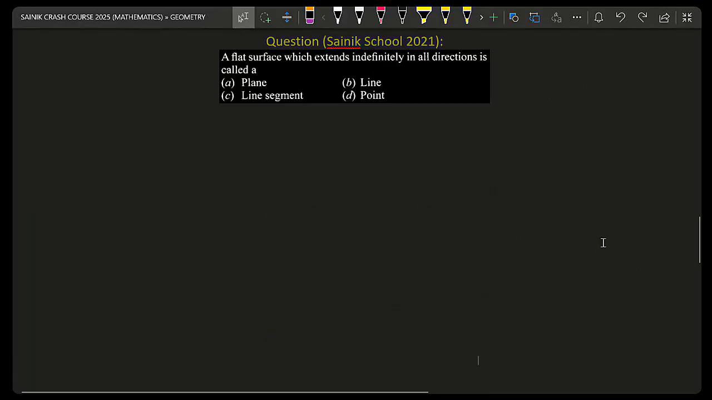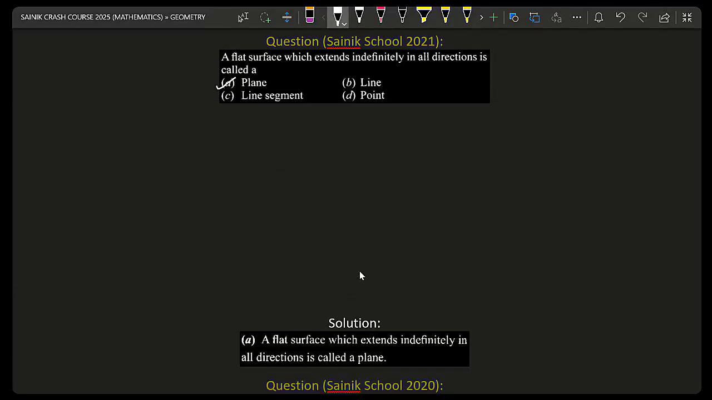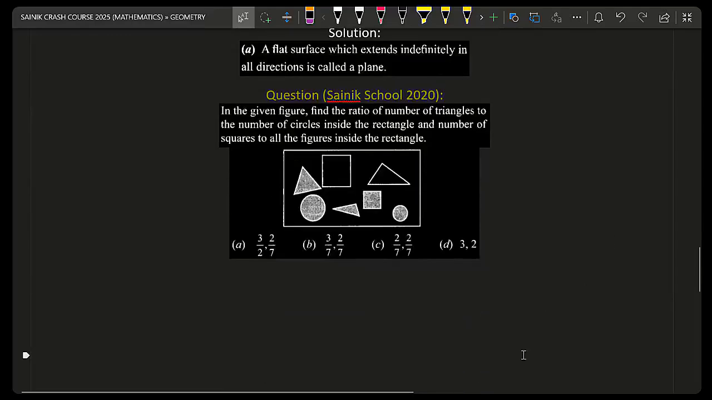Vishnuka, read the question again. A flat surface which extends indefinitely in all directions is called dash. What? Sir, option A, plane. Very good, correct answer. This is just the definition of plane I gave you. A flat surface extending in all directions is called a plane. The answer is A. Very good, you can mute. Next question from the 2020 exam.